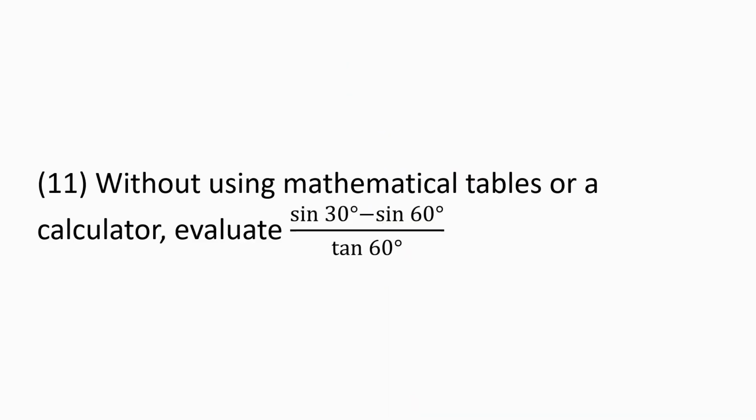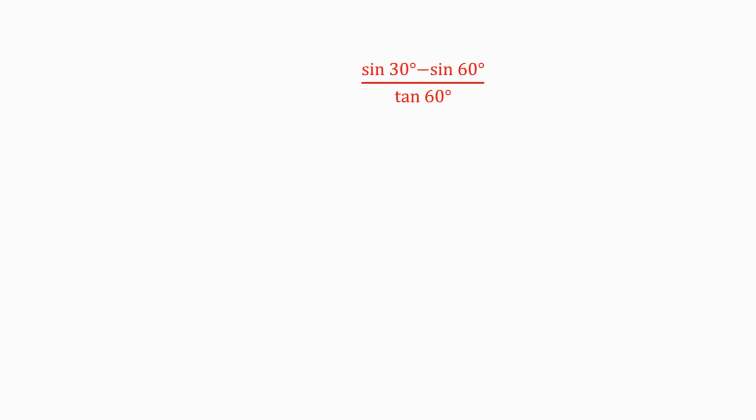Question 11. Without using mathematical tables or a calculator, evaluate (sin 30 degrees minus sin 60 degrees) divided by tan 60 degrees. So that is the expression we are supposed to evaluate. And since we can't use a calculator or a mathematical table, our options are to either use a unit circle or a unit table. In our case, we are going to use a unit table.